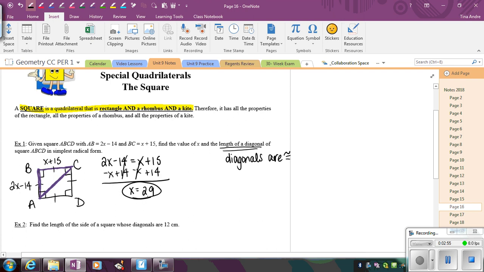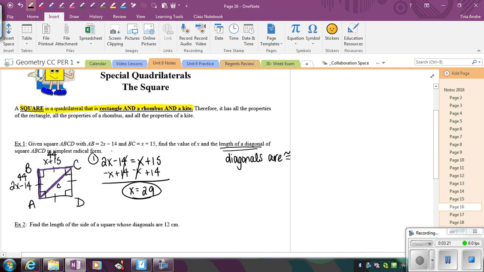What we want to do now is plug that back in. So plug it in to each. I would plug it into each just to check. So I have 2 times 29 minus 14. So again, 44. So then if I want to find the length of this diagonal here, I'm just going to call it C. And I'm going to use Pythagorean theorem.